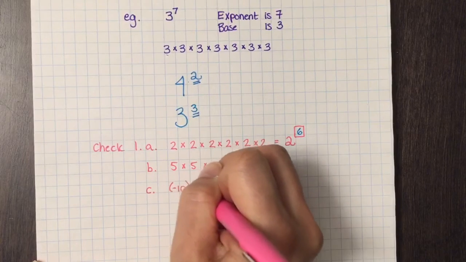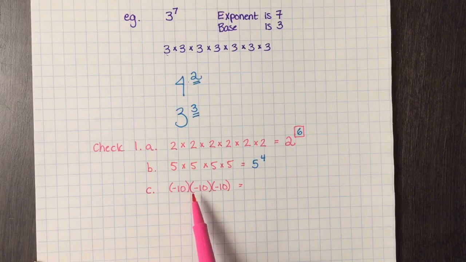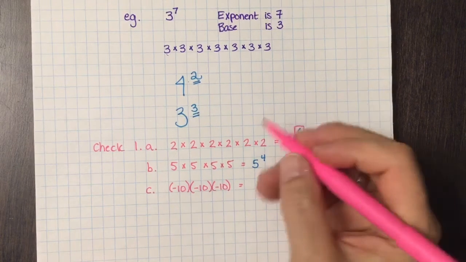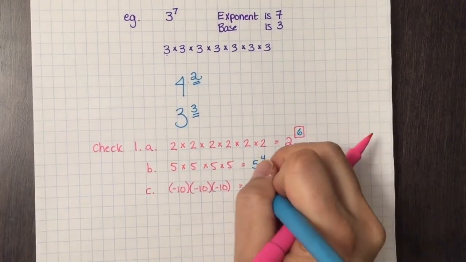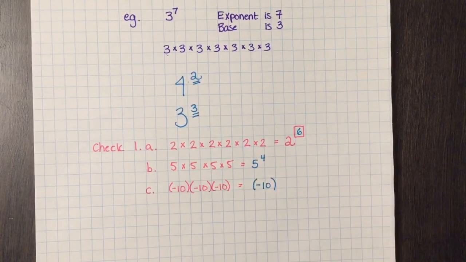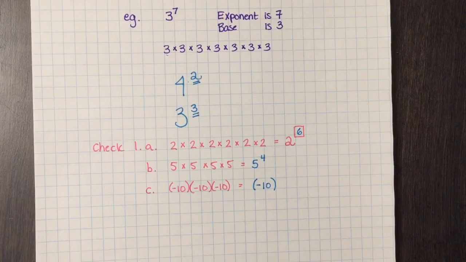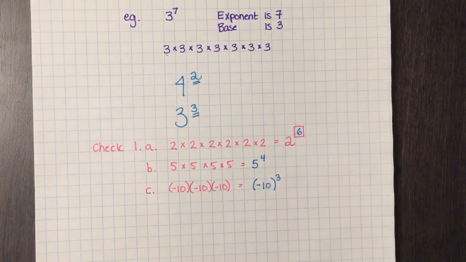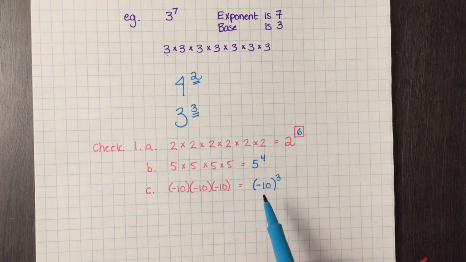We have a -10 times -10 times -10. So we have 3 times -10, and notice the brackets are around the -10. So that would make our base what? Our base is also -10. Notice the bracket is around the -10, otherwise we would just be multiplying the 10. And what's our exponent? 3, right on. That says we have 3 -10s that we're multiplying together.